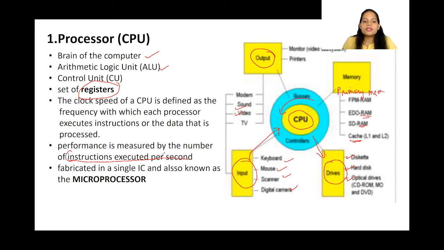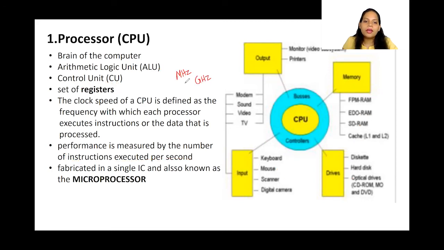It is calculated by instructions executed per second. Now megahertz means million instructions per second, whereas gigahertz means billion instructions per second. If it is billion instructions, then it is gigahertz. If it's million instructions, megahertz. So that is how we will see how fast our CPU is.